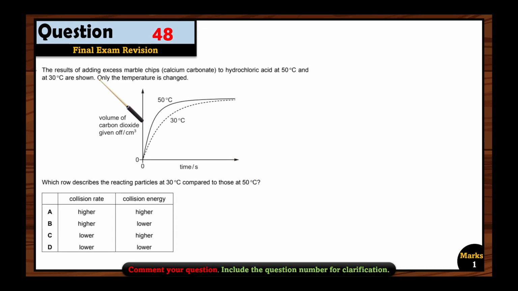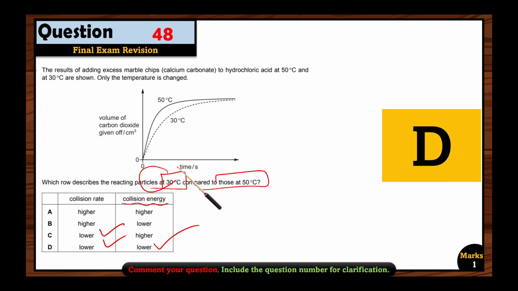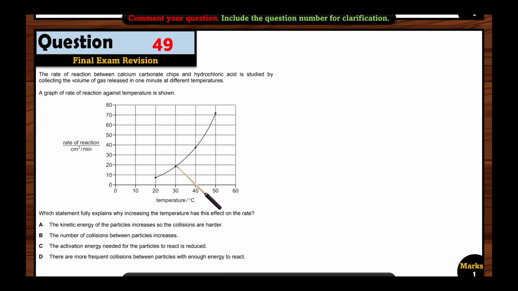Question 48. The results of adding excess marble chips to hydrochloric acid at 50 degrees Celsius and 30 degrees Celsius are shown here. Only the temperature is changed. Which row describes the reacting particles at 30 degrees Celsius compared to that of 50? So your answer should be according to 30. In 30, the collision rate is actually lower, right? Why? Because the collision energy is also lower. So option D is the right option, because you have to answer according to 30. In 30, the rate of the reaction is lower, because the collision energy and the collision rate are also lower.